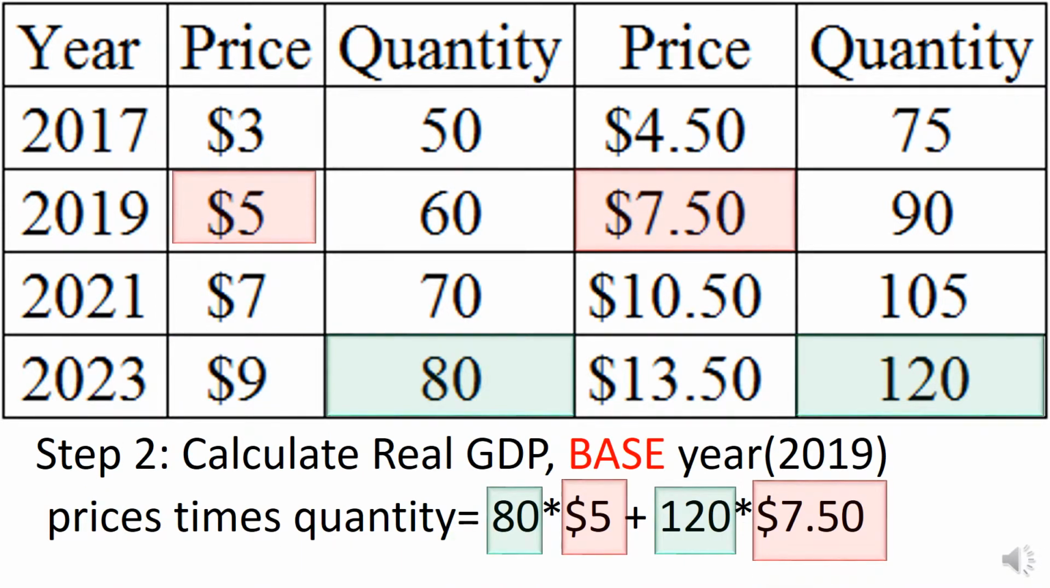Again, we use the 80 and the 120, and we're trying to get a comparison now. We're going to say how much are these quantities worth, 80 and 120, using a base year price. The base year given by the question is 2019, so we take 80 times the base year price, which is 5, and then 120 times the base year price, which is 7.50, and you can see these by the red squares. So always remember that we use the same quantity, but we're trying to see what the value would be if we use base year prices, that's the real GDP, compared to nominal prices, that's the nominal GDP.